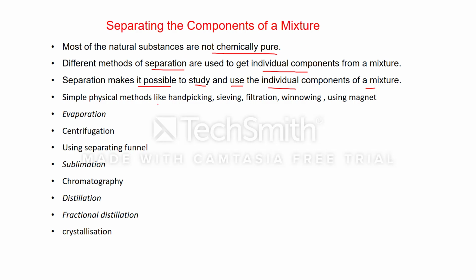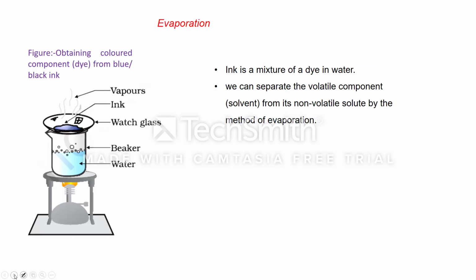And different methods you discussed in the lower classes like hand picking, sieving, filtration, winnowing, using a magnet. In this chapter, some more methods are there like evaporation, centrifugation, using a separating funnel, sublimation, chromatography, distillation, fractional distillation, and crystallization. Some methods we will discuss in this video.